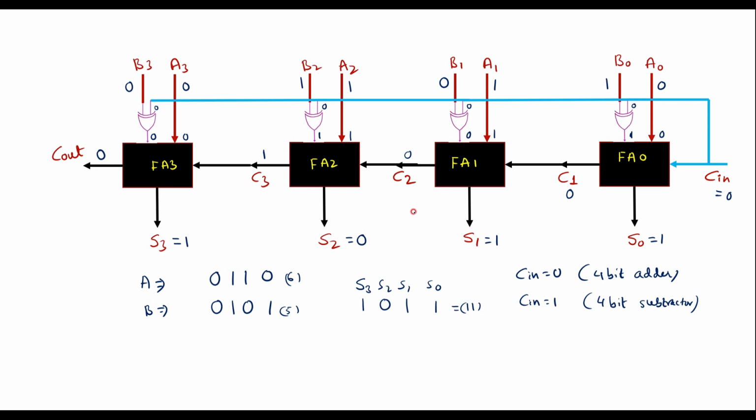Now let's see how this circuit will act as 4-bit subtractor. So now let me explain how this circuit acts as a subtractor. So let me take Cin equal to 1. I will consider Cin equal to 1 now.